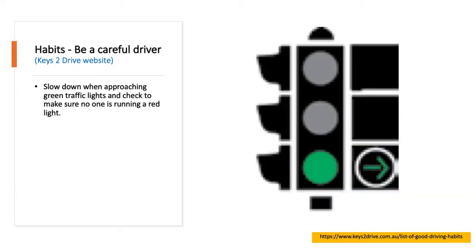Slow down when approaching green traffic lights to check and make sure no one is running a red light. We can't drive into traffic light situations making the assumption that people will stop. We have to be prepared for the unexpected.